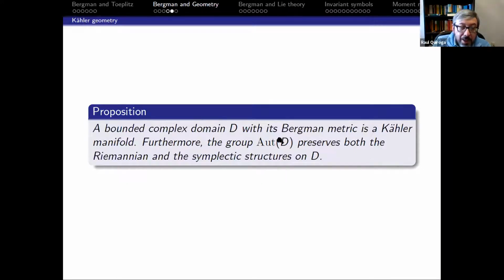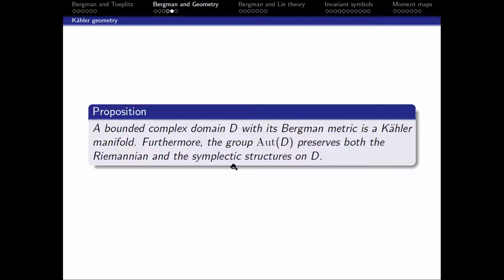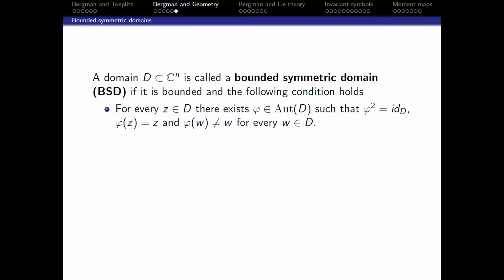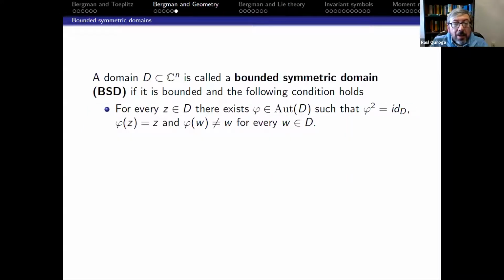Preserve the Hermitian metric, and so they preserve the real and the imaginary part. They preserve the Riemannian and the symplectic structures. Now, I want to consider these other domains, the bounded symmetric domains.